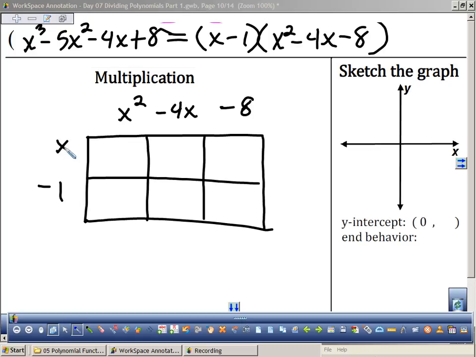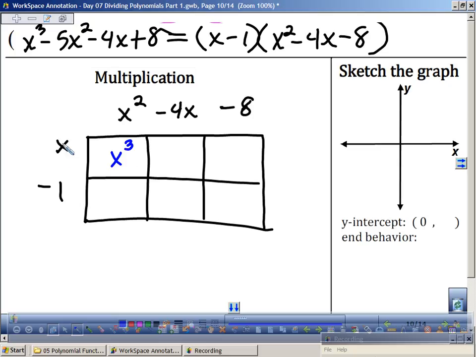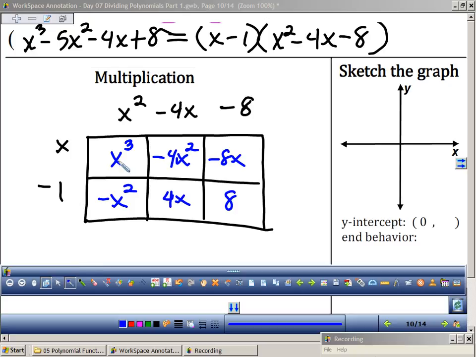Okay, so x times x squared is x cubed. X times negative 4x is negative 4x squared. X times negative 8 is negative 8x. Negative 1 times x squared is negative x squared. Negative 1 times negative 4x is positive 4x. Negative 1 times negative 8 is positive 8. This is all alone, so I just have x cubed.